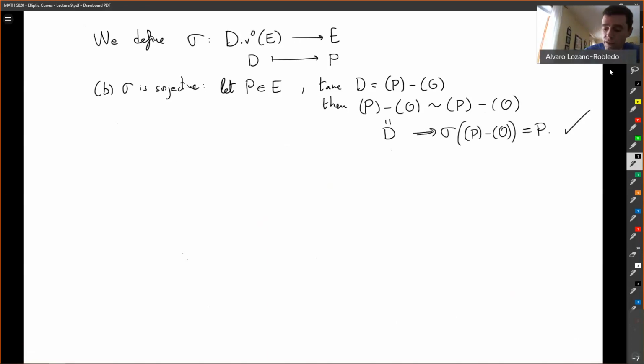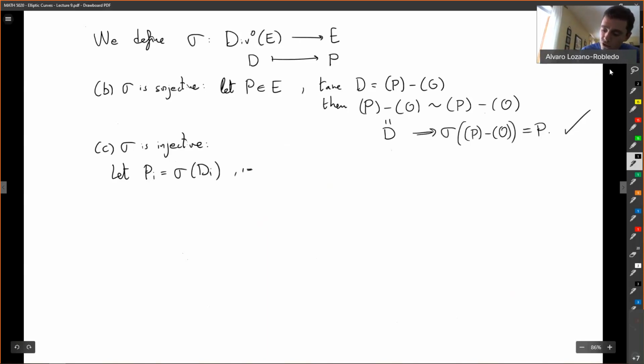Now we'll need injectivity. How about injective? This is still not a group homomorphism, so it's not like I can compute the kernel of the map or something. I really need to prove the old-fashioned injectivity. So let Pi be sigma of Di for i equals 1 and 2. So I have two divisors that are going to map to the same place. Okay, and suppose sigma of D1 equals sigma of D2.